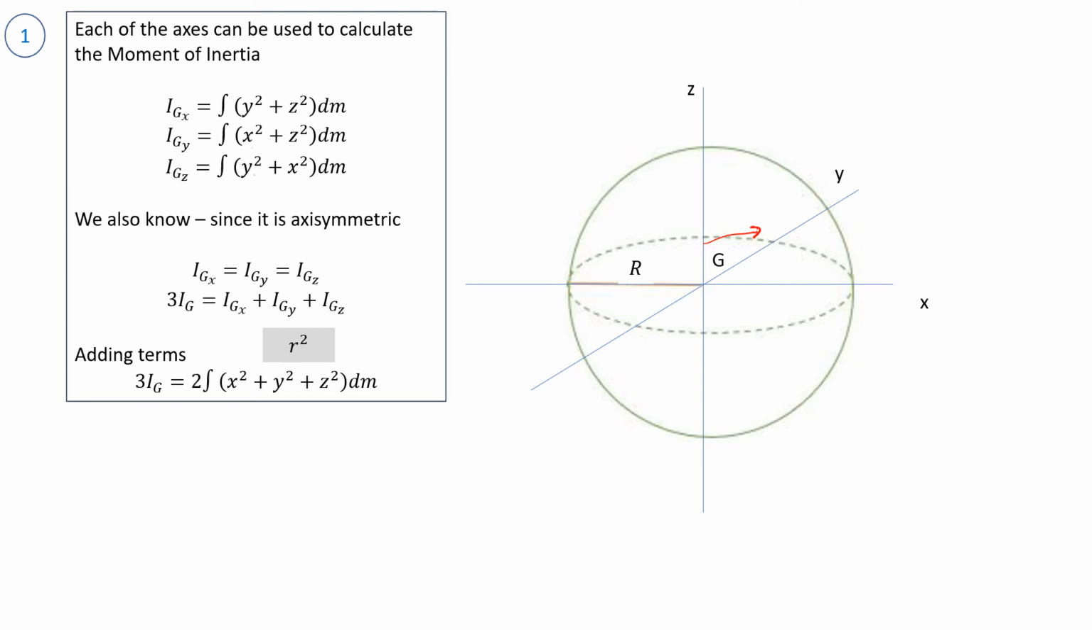Now, we know this is axisymmetric, so IGX equals IGY equals IGZ. So summing them together just equals 3 times the moment of inertia. If we do that, we can add all the terms together. So we'll get x squared plus x squared, y squared plus y squared, z squared plus z squared. So we'll get twice each of those terms. So we know that 3IG equals twice the integral of x squared plus y squared plus z squared dm. Now, x squared, y squared, z squared defines any point in the sphere and is r squared for the entire sphere.